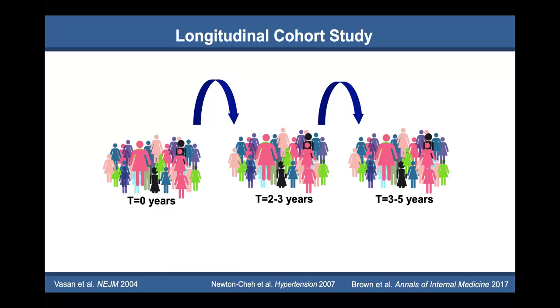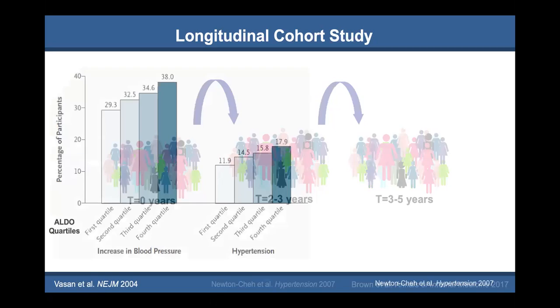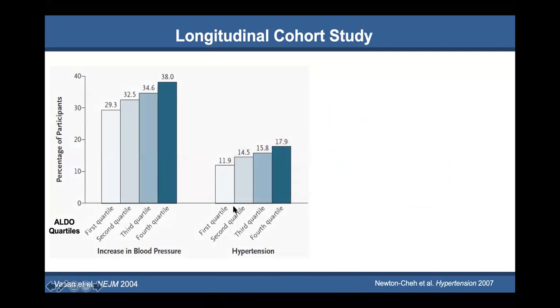Here's data from longitudinal cohort studies. So these are studies that followed a group of people over time to look at predictors of incident hypertension and/or cardiovascular disease. The first of these studies was published in the New England Journal of Medicine over 15 years ago. These are patients from the Framingham Heart Study who had normal blood pressure and all had their aldosterone levels measured. And what these Framingham investigators observed was that the higher the aldosterone level among patients with normal blood pressure, the greater the risk for incident increases in blood pressure and the development of categorical hypertension.